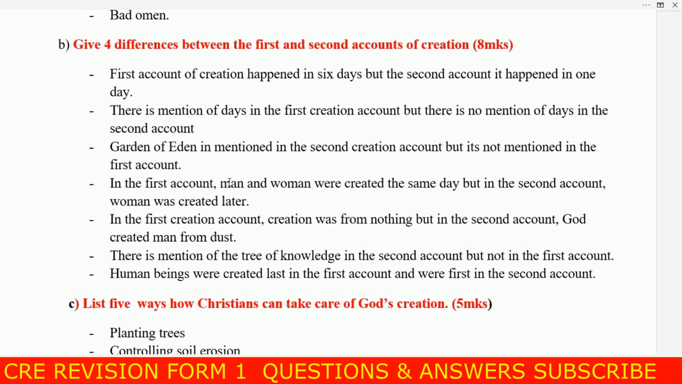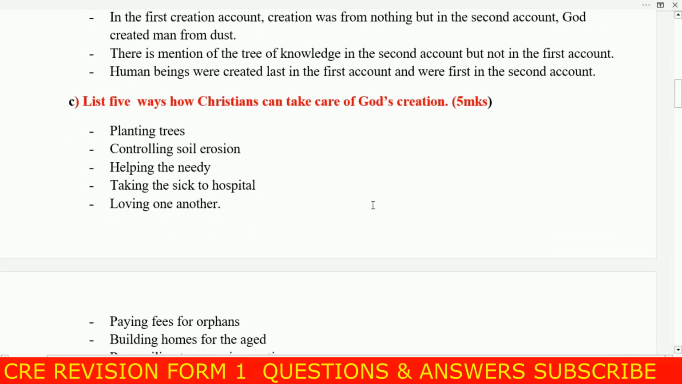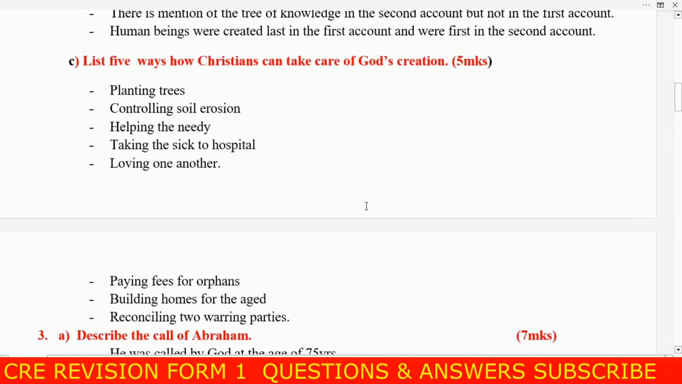Let's go to the next question. List 5 ways how Christians can take care of God's creation. Number 1, planting trees. Number 2, controlling soil erosion. Number 3, helping the needy. Next, taking the sick to the hospital. Next, loving one another. Next, praying for orphans. Next, building homes for the aged. Next, reconciling two warring parties.